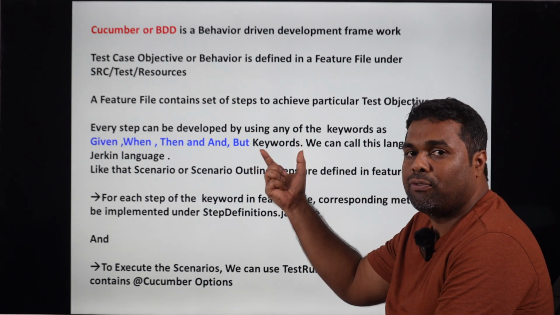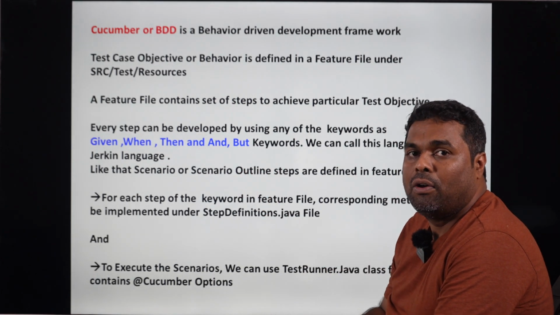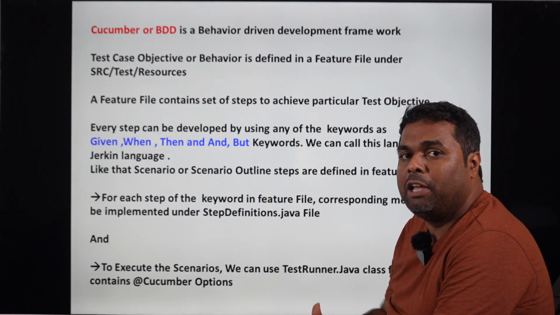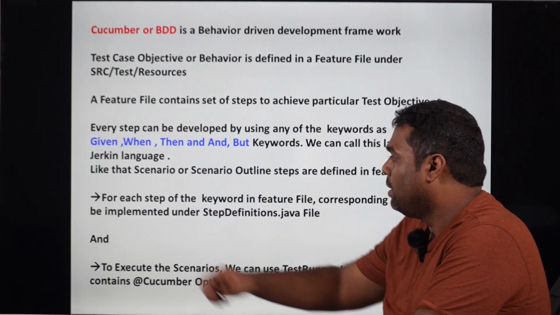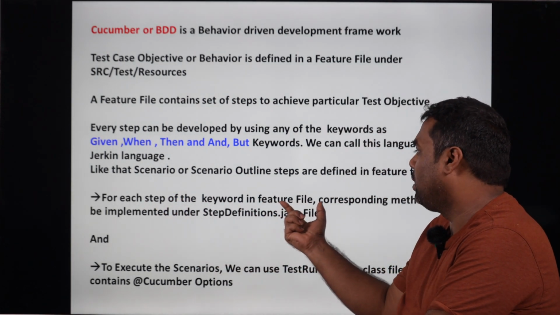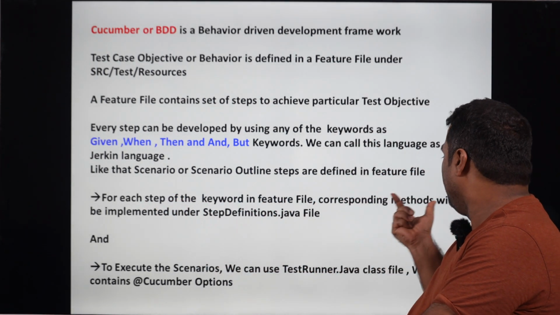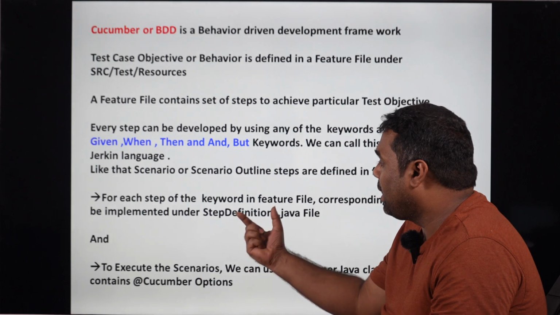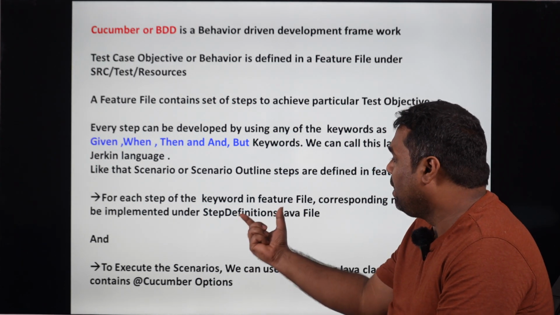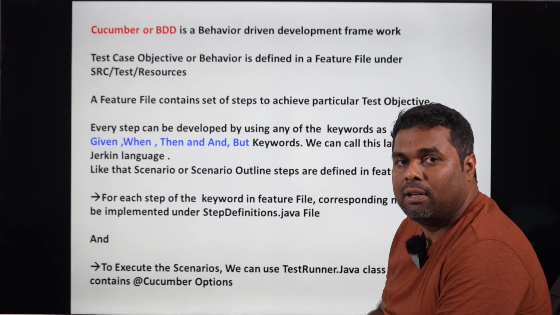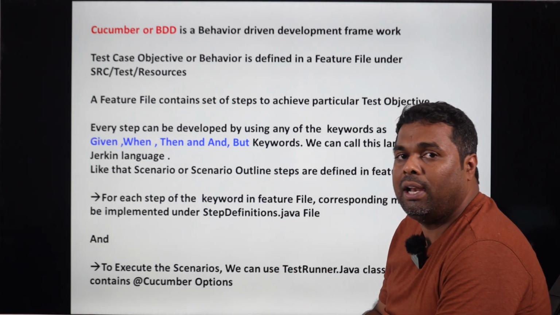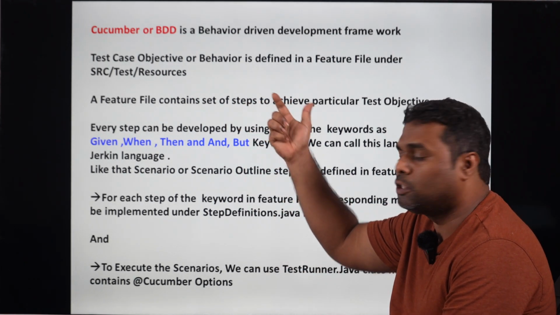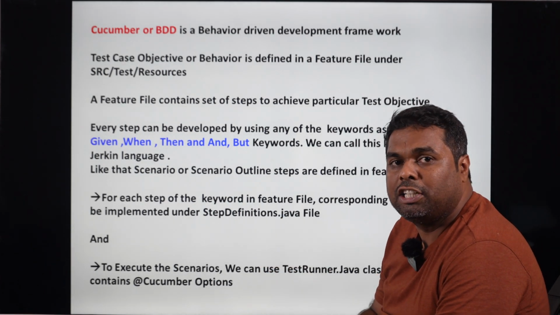For every keyword, for every step, we have to write a corresponding method in the step definition.java file. For each step keyword in the feature file, the corresponding method will be implemented under the step definition.java file. Under src/test/java, we will create a step definition.java file, which contains the corresponding methods for every step keyword.